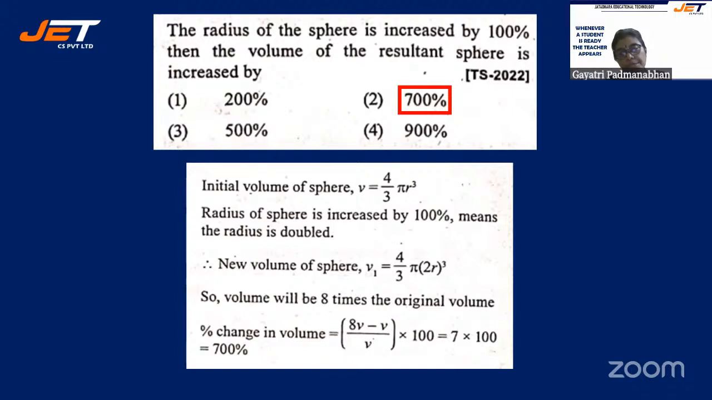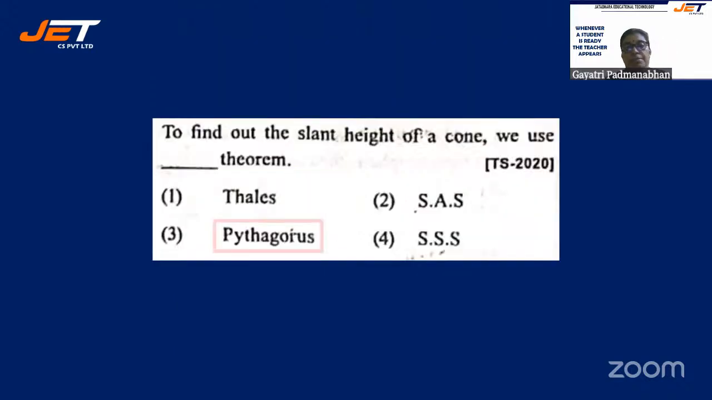V1, we'll take it as V1, 4 by 3 pi. Now R is becoming 2R, so (2R) to the power cube. So volume will be 8 times. How 8? 2 to 4, 4 to 8. 8 times the original volume, which is 8V minus V by V into 100, which is nothing but 7 into 100, which is 700%. All right, students? Let's move on to the next sum.